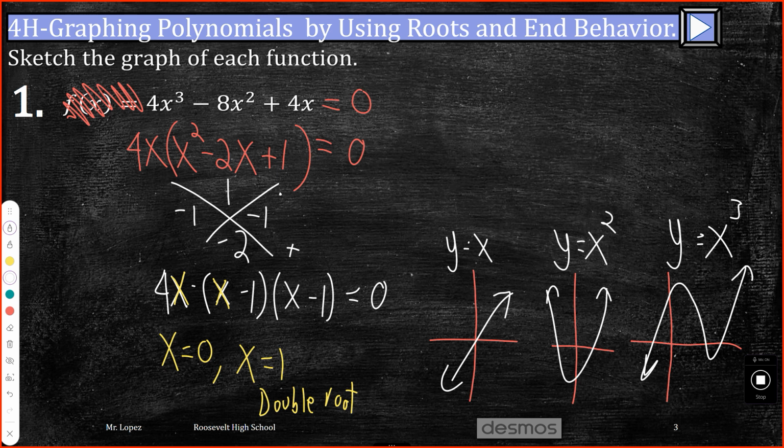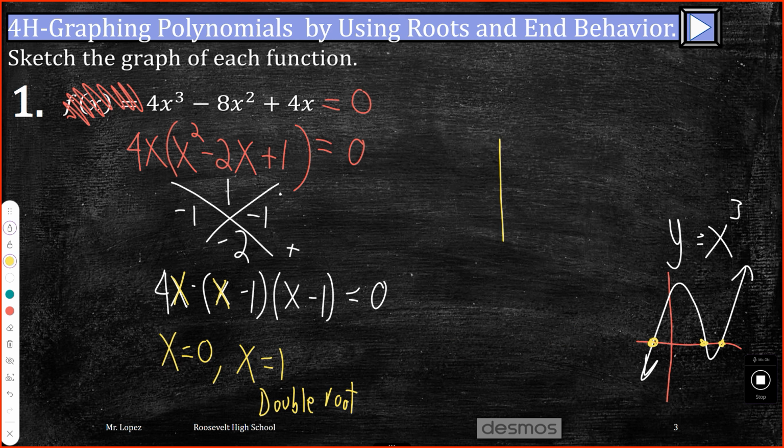This one would have one root or one solution here. This one would have maybe two solutions. This one has 1, 2, 3. But sometimes it has a double root. When it has a double root, it bounces. So let me show you now what it would look like. When it has a double root, it will look like this.